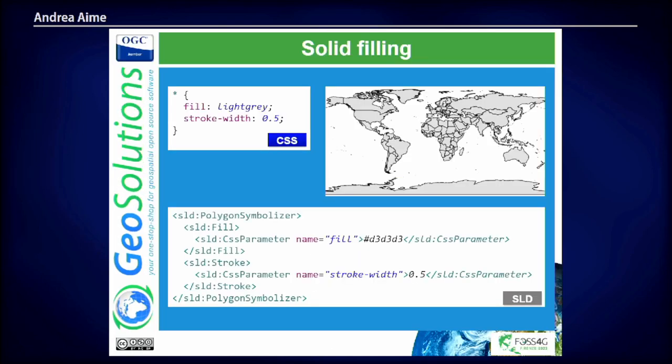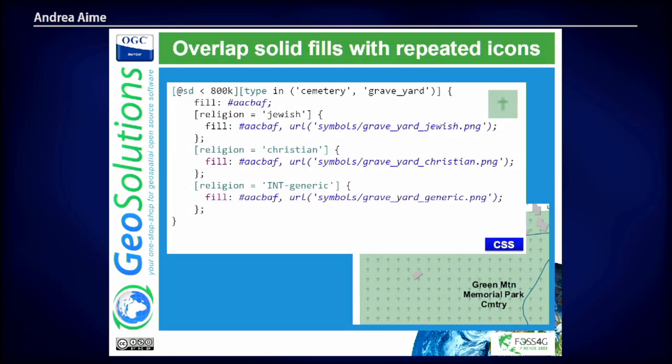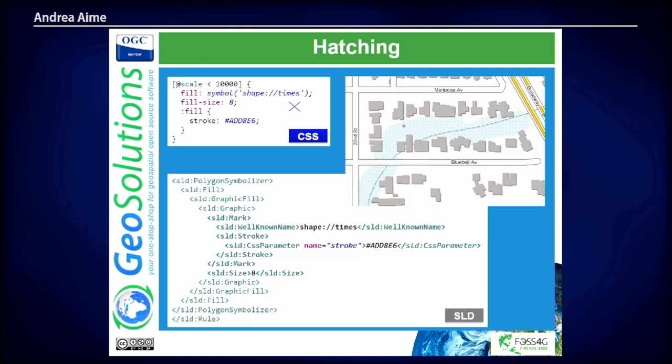Filling polygons. Well, filling polygons is typically easy. You provide a color for the fill and a color for the outline. This is a comparison of the two. It can get a little bit more interesting, like you might be superimposing different symbology. So in this case, I get a greenish solid background. But if I know the type of religion that the cemetery is dedicated to, then I'm going to superimpose different types of cross and symbols to identify the religion visually.